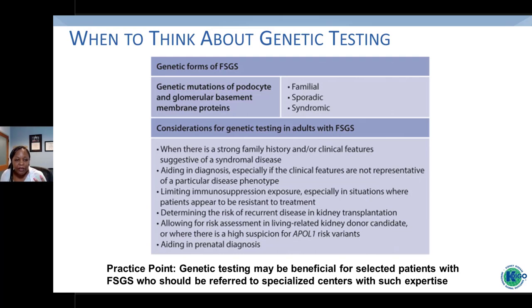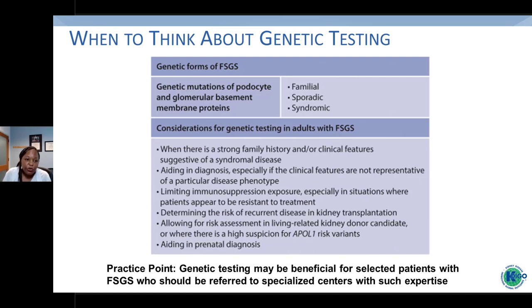We want to think about it to help aid in the diagnosis if you have clinical features that are not representative of a particular disease phenotype. In situations where you have a patient that you may need to limit immunosuppression exposure, say a diabetic patient and you're trying to avoid excess corticosteroid exposure, or you have a patient who is on treatment but appears to be treatment resistant, we want to think about genetic testing.